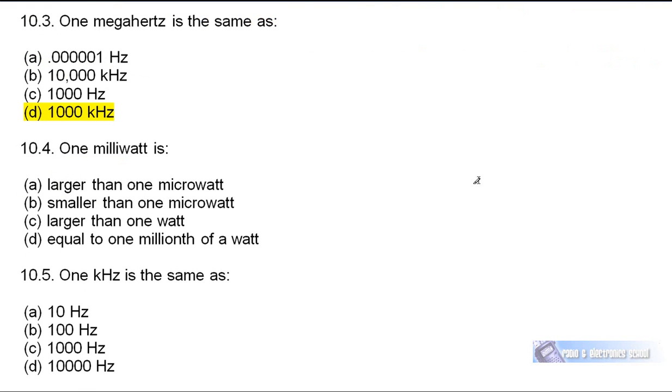Question 10.4. 1 milliwatt. Milli is 1,000th. Micro is a millionth. So is 1 milliwatt larger than 1 microwatt? It certainly is. Milli is 1,000th. Micro is a millionth of a watt. It's certainly not smaller than a microwatt. It's certainly not larger than 1 watt. And it's certainly not equal to a millionth of a watt. So 1 milliwatt is larger than a microwatt.